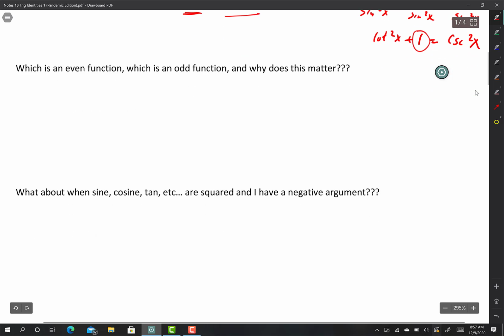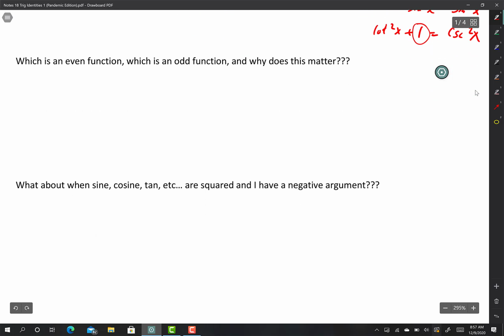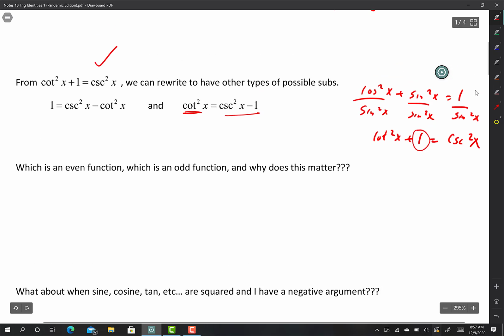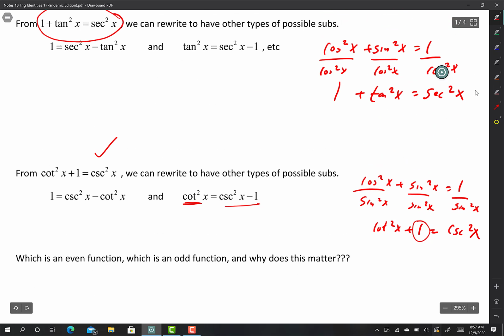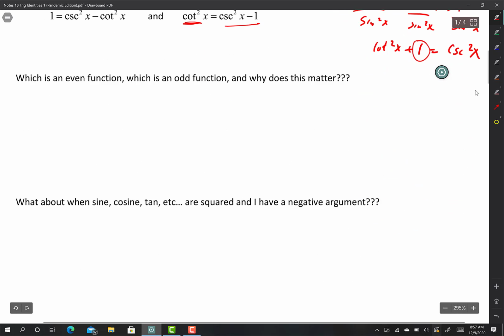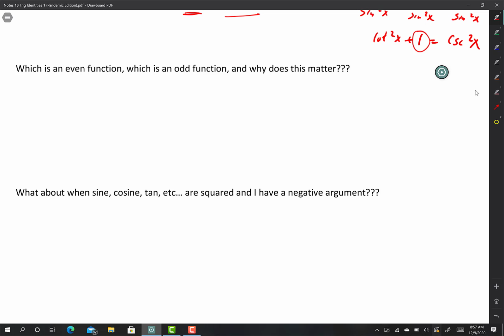All right. And then it says, which is the even function, which is an odd function, and why does this matter? It's not necessarily talking about the Pythagorean identities. What it's talking about is sine, cosine, and tangent: which one's odd, which one's even, and does it even matter?